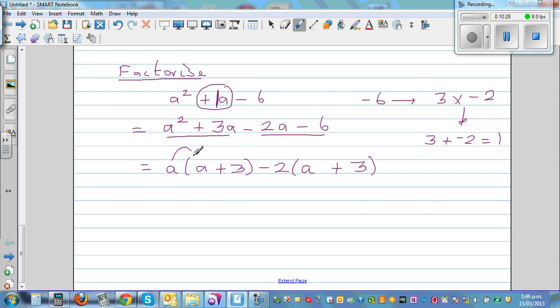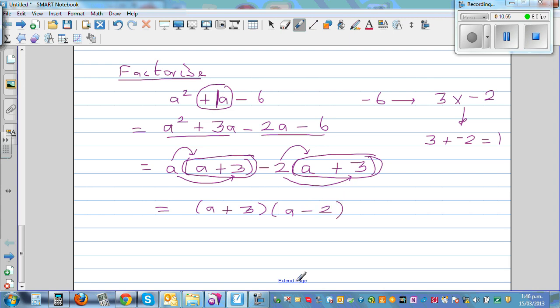So this is a times a is a squared. A times 3 is 3a. Negative 2 times a is negative 2a. And negative 2 times plus 3 is negative 6. So now you've got a plus 3 here and an a plus 3 here, so you can factor that out. So your final answer is a plus 3 times a minus 2.